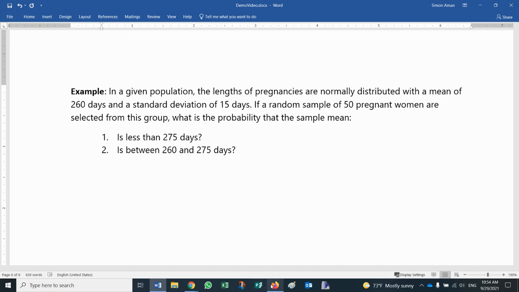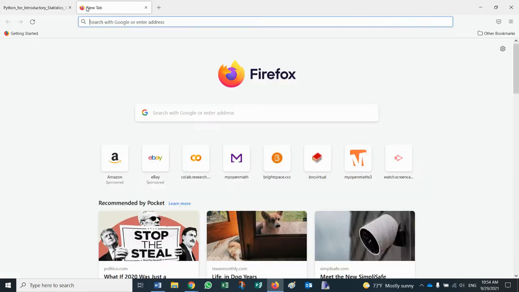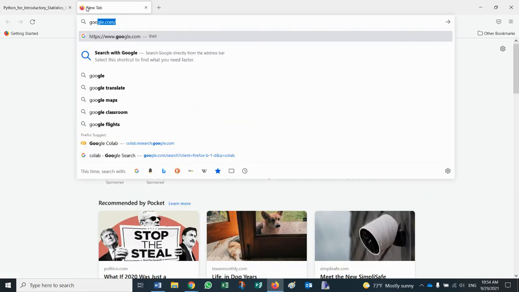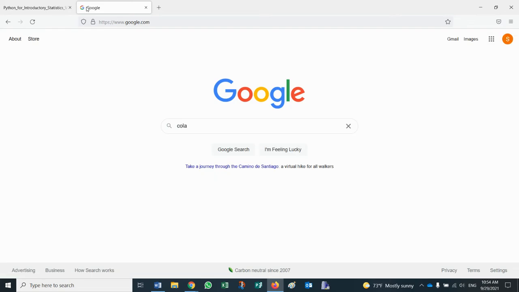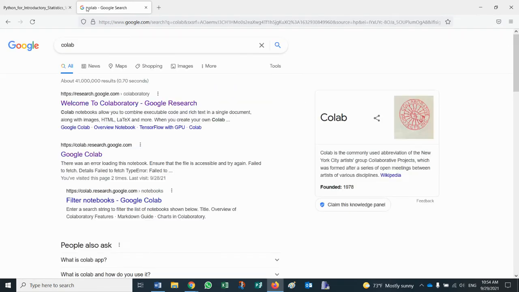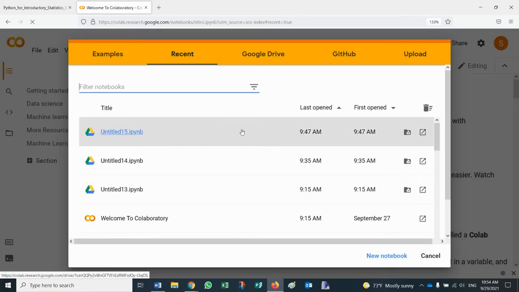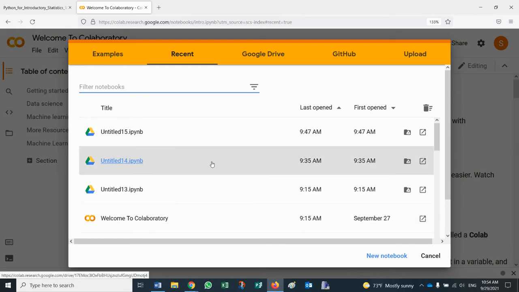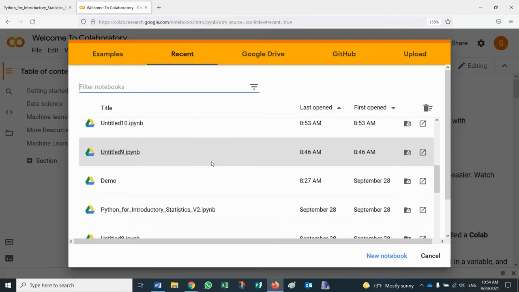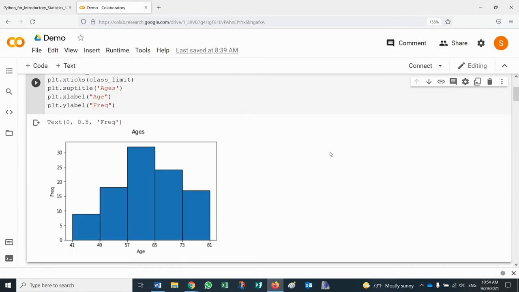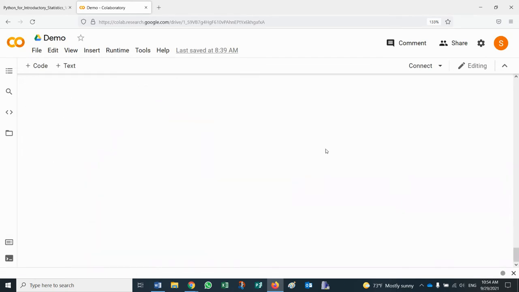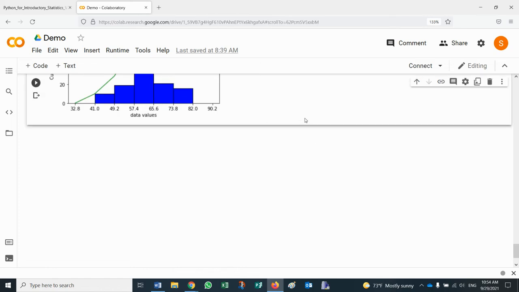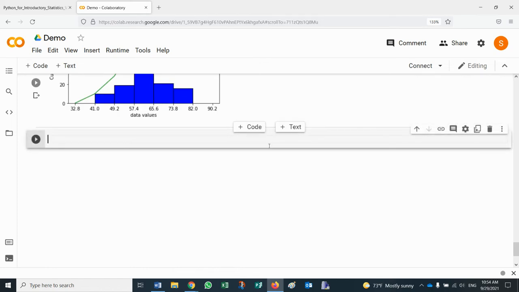So let's do this using Colab. So let's first search google.com and let's search for Colab. And it's usually the first one. All right, now let's open a demo file right here, and we're going to add a new line here. So let's scroll down to the end, and right here let's add a code cell.